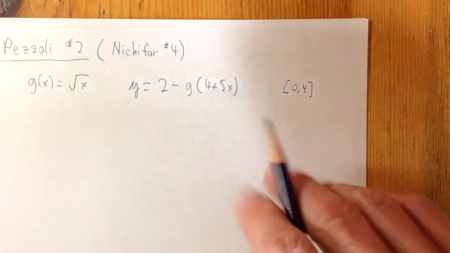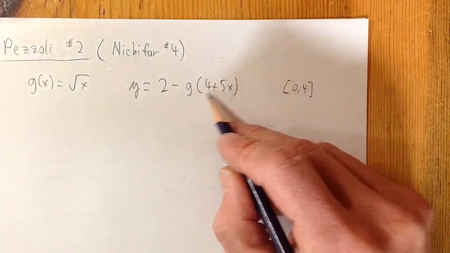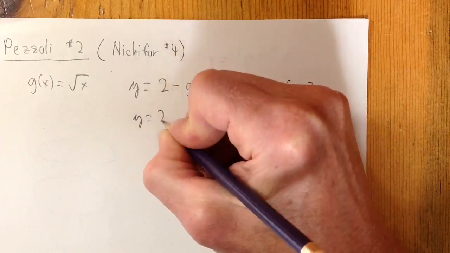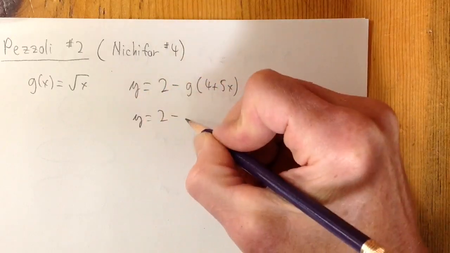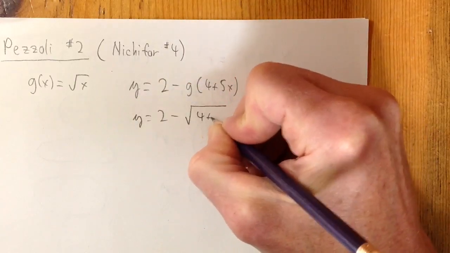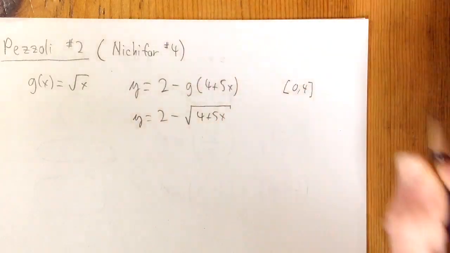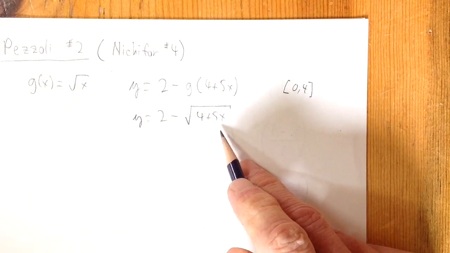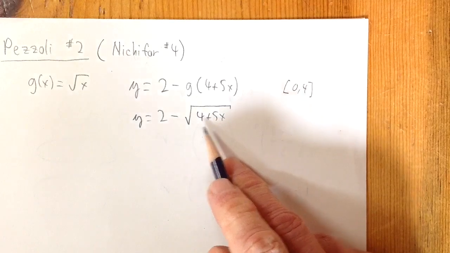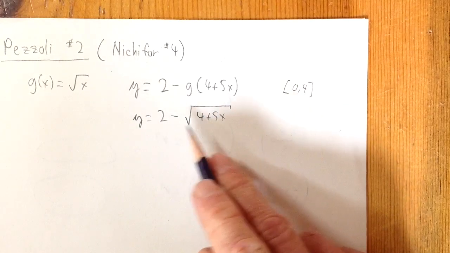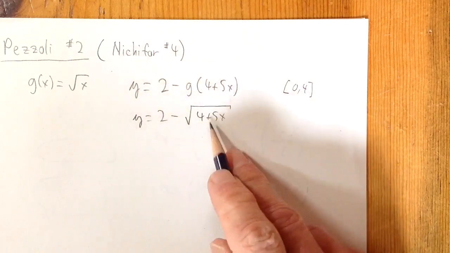Okay, so first, we know that g is square root of x, so this becomes 2 minus g. Everywhere there's an x, we plug in 4 plus 5x, so it's just square root of 4 plus 5x, so this is our function. So if we're going to change this now, what are the different ways we shift it? We change our graph then to get this, from square root of x to this.